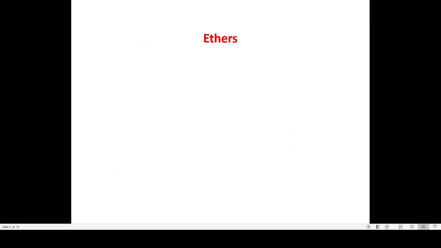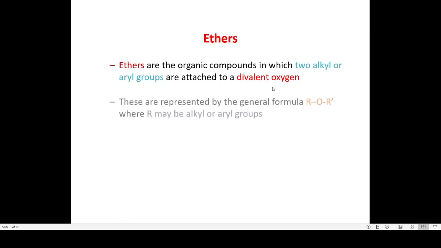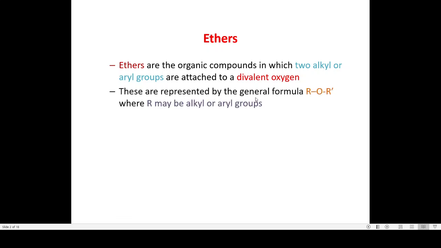Let us learn what are ethers. Ethers are the organic compounds in which two alkyl or aryl groups are attached to a divalent oxygen. They are represented by the general formula ROR, where R may be an alkyl or an aryl group. For example, dimethyl ether is a classical example for the functional group ether.